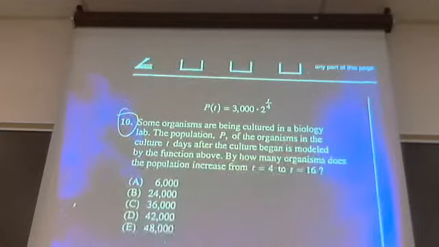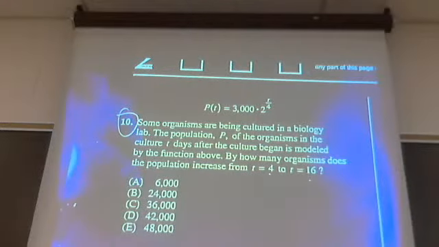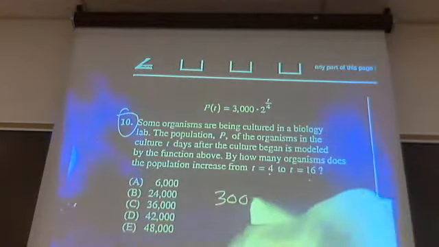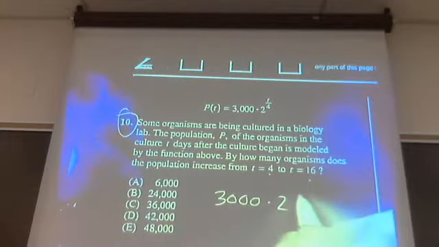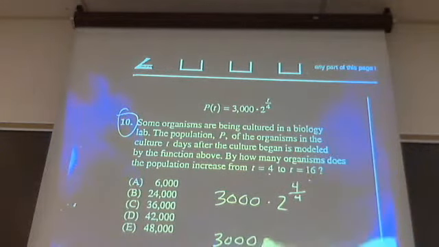Some organisms are being cultured in a biology lab. The population of the organisms after the culture began is modeled by the function above. By how many organisms does the population increase from 4 to 16? So you're saying we go from 3,000 times 2 to the 4 over 4 and 3,000 times 2 to the 16 over 4.